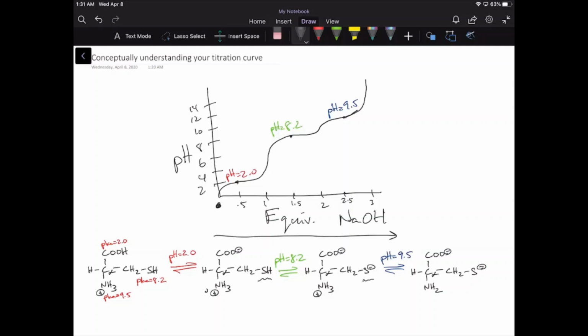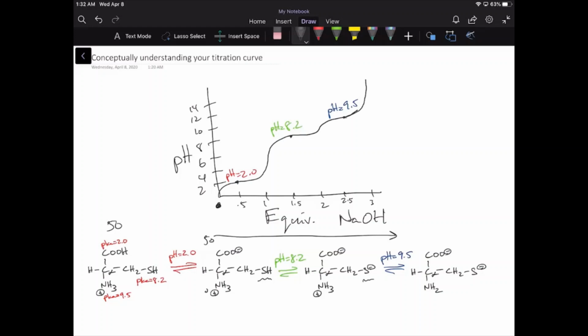So if I wanted to get a 50-50 mix of the COOH to the COO minus, I'm going to add half an equivalence. And if you don't understand the idea of equivalence, there's another video on that. But the idea here is that if you add half an equivalence, all that means is that you're adding half the amount of the amino acid that you have. So in this case, with half an equivalence, I would deprotonate 50% of my COOHs to make it 50-50 of weak acid to conjugate base.